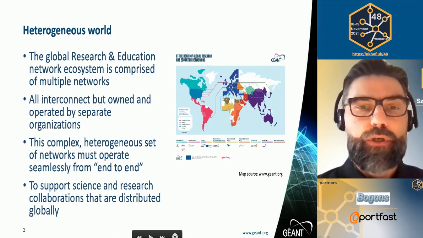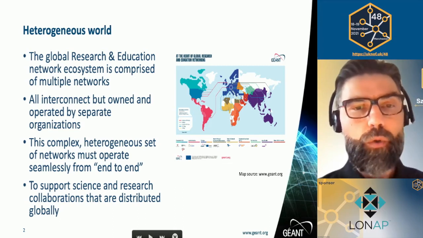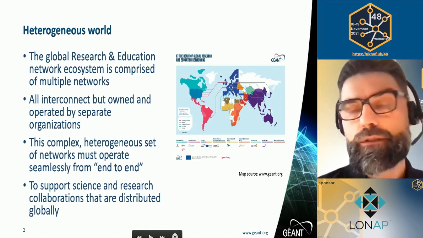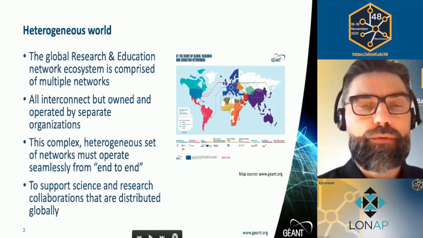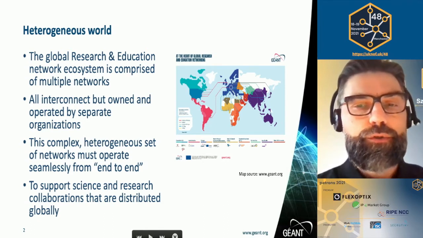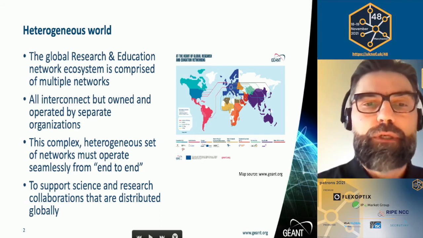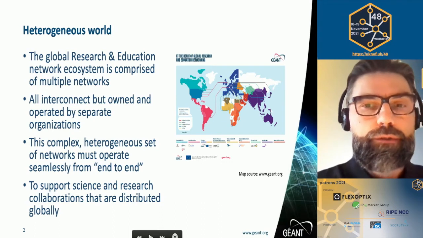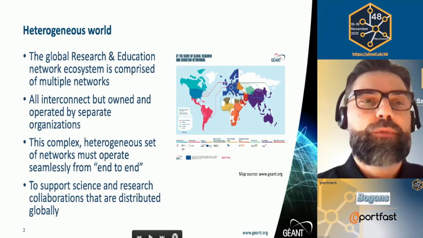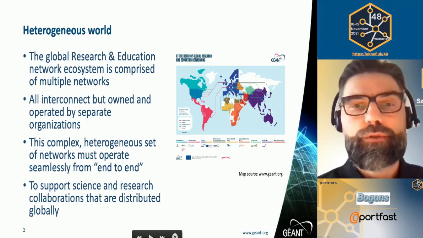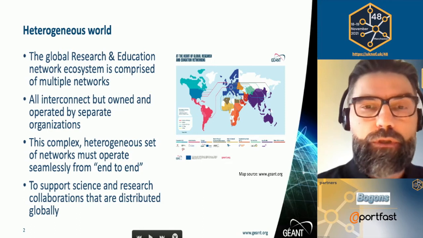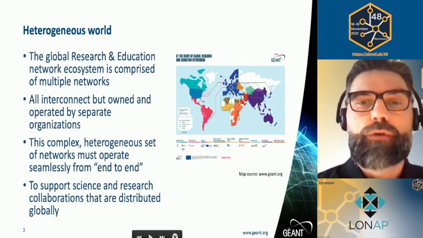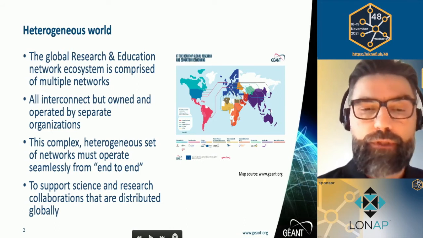So we have this complex situation, and all of these heterogeneous set of networks must operate seamlessly from one end to the other. That means when two researchers or two users want to transmit data from one end to the other, this has to work very well. And today, most of the collaborations between the users in the research world, but also in normal life, are distributed globally. So usually the traffic is transmitted over multiple domains and traverses multiple networks.